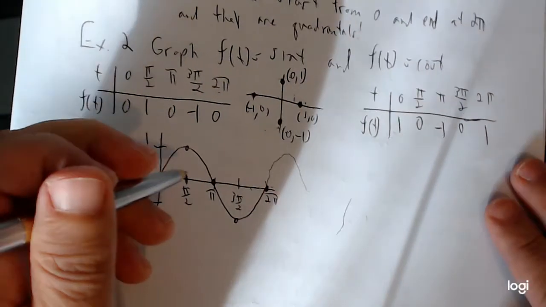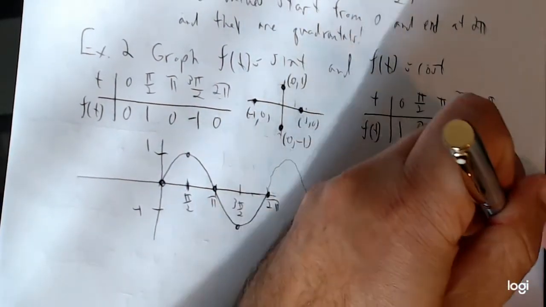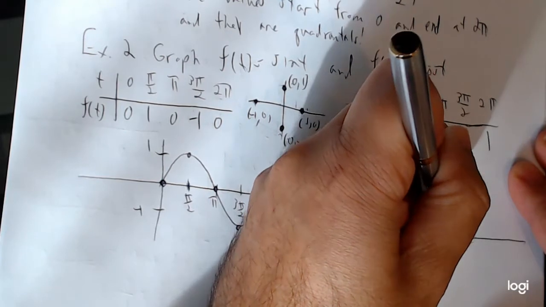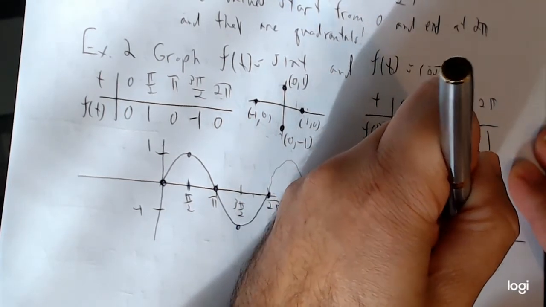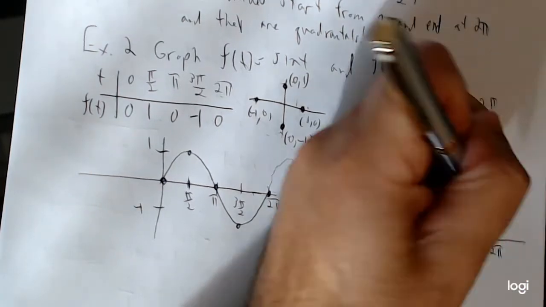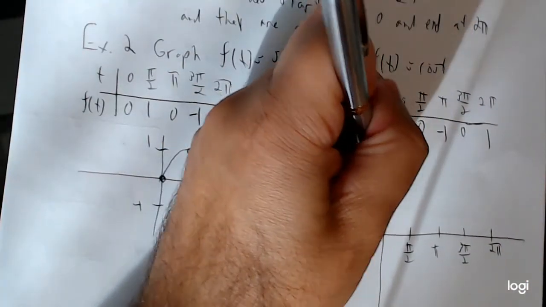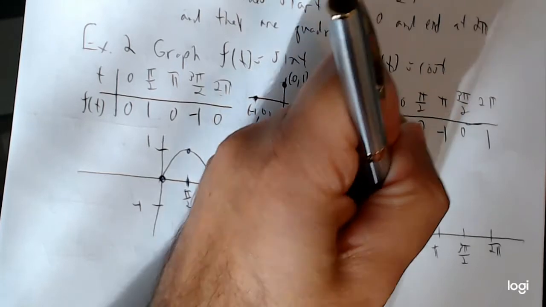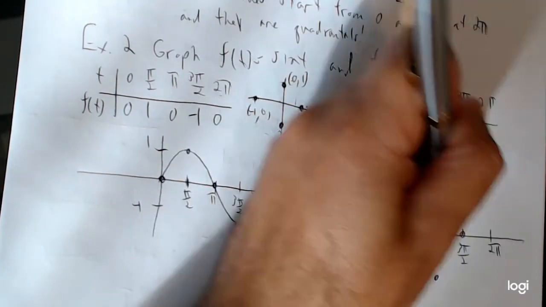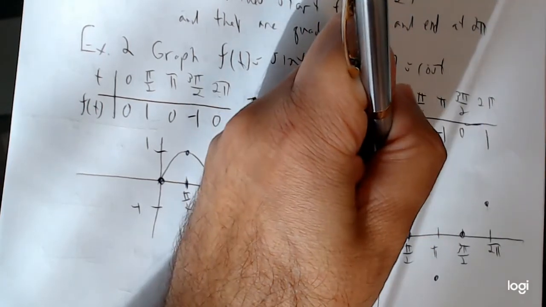Okay, so now I'm ready to graph this, which if I'm graphing this, this will be 0, pi over 2, pi, 3 pi over 2, 2 pi. So at 0 it's 1, pi over 2 it's 0, pi it's negative 1, 3 pi over 2 is 0, 2 pi it's 1.